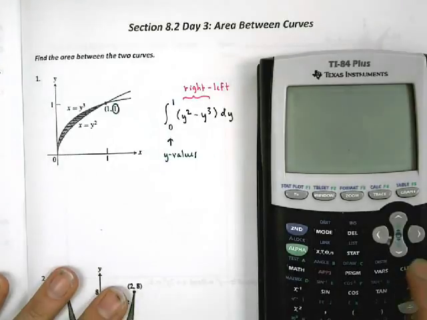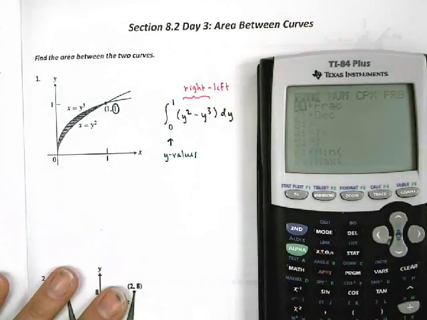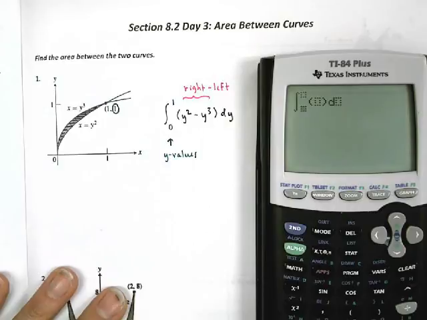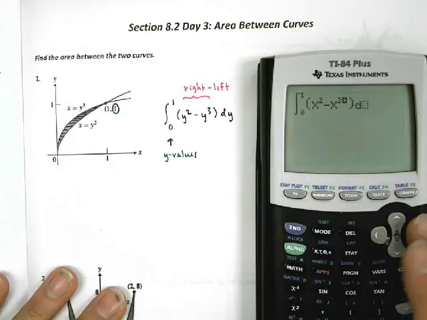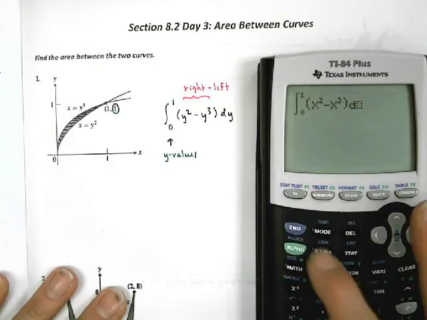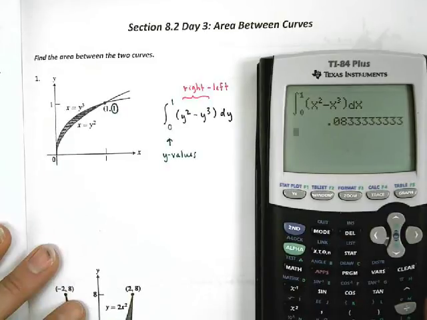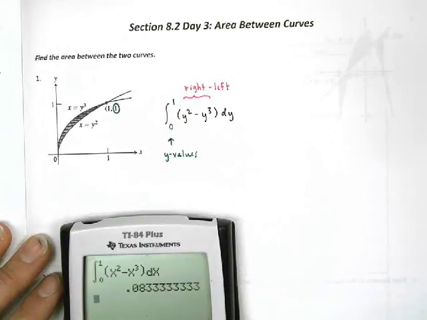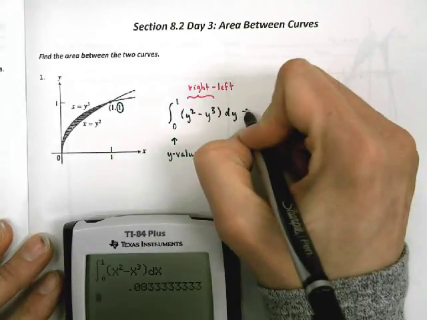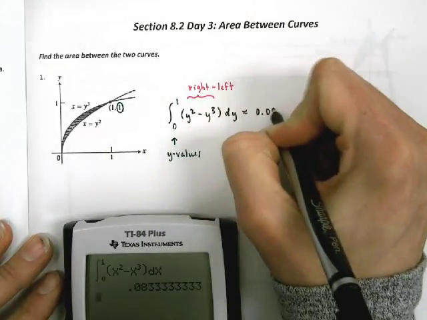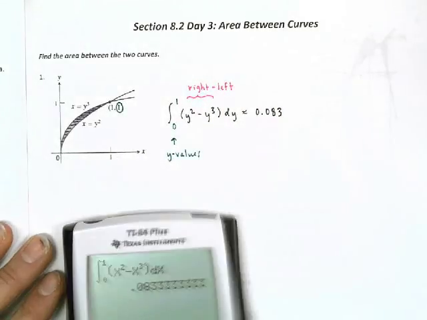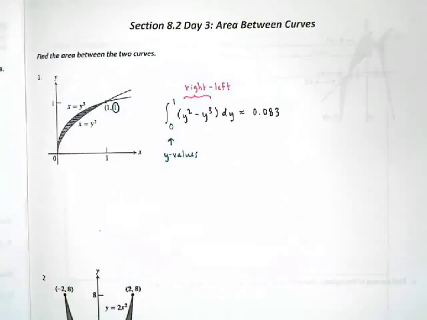So now we'll just go to our calculator to evaluate it. So I'm integrating from 0 to 1, and I have x squared minus, and remember this variable does not matter. We just use x when we're typing in our calculator. And we're going to get 0.083. And again, I'm always going to 3 decimal places because that's typically the standard for the AP test.